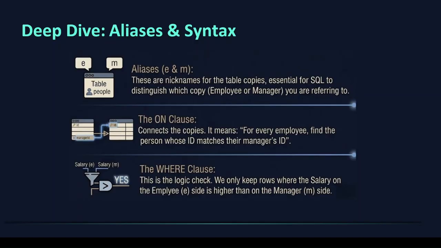Next, look at the ON clause. On E.manager_ID is equal to M.id. This is the bridge. It tells our SQL code: take an employee from the employee table, look at their manager's ID, go find the person in the manager's table who owns that ID.